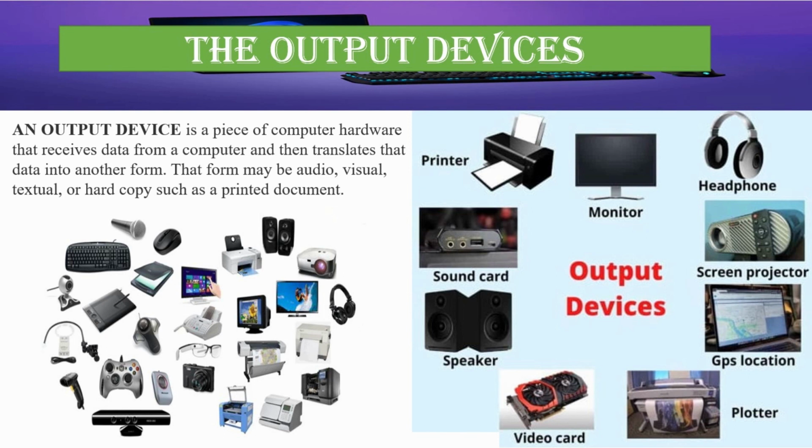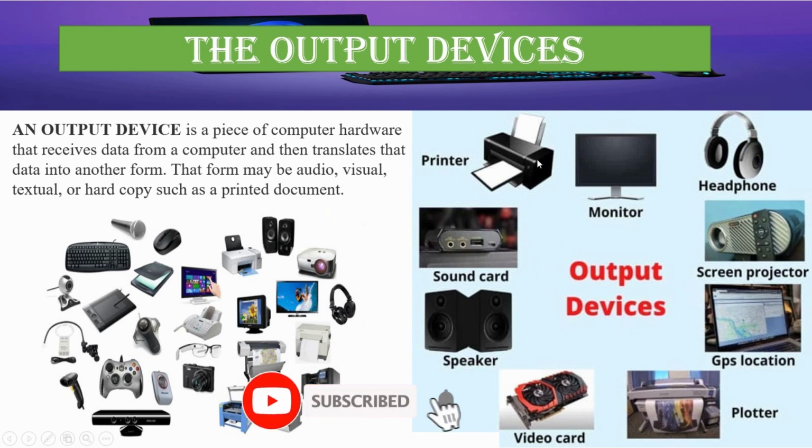When your computer has finished processing the information you have given to it, the next thing is to bring out the information that has been processed. So today we are going to talk about output devices. An output device is any piece of computer hardware that receives data from a computer and then translates that data into another form, that may be audio, visual, textual, or hard copy, such as a printed document. All these are examples of output devices.